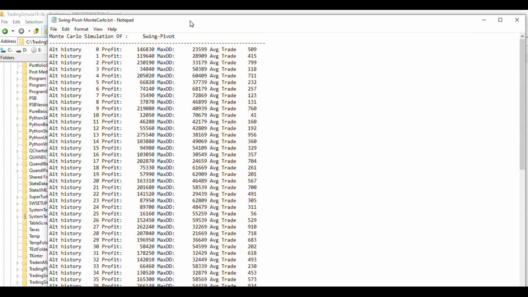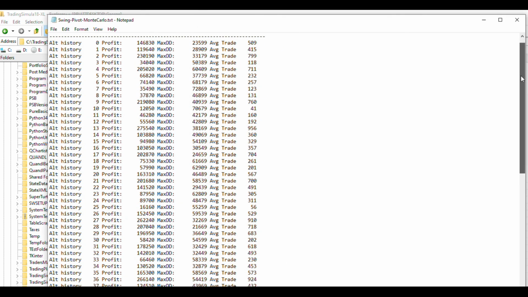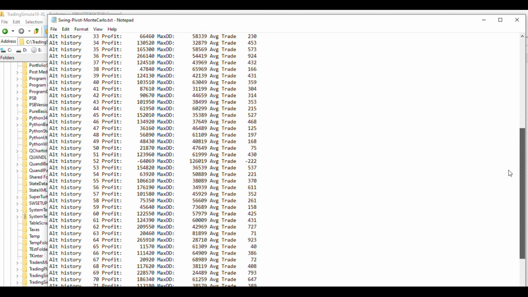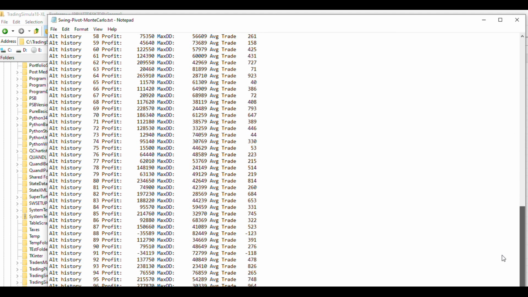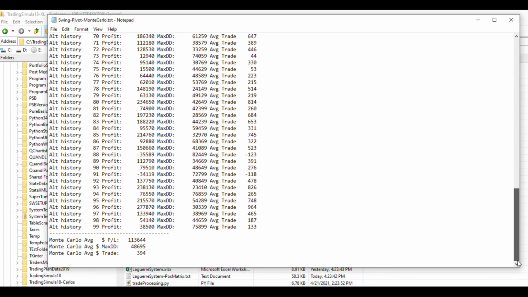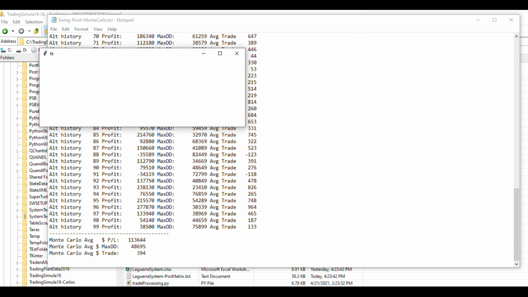Swing pivot Monte Carlo. So look at all these different histories by randomizing the trades with replacement. And the system in a Monte Carlo analysis says on average you should make $113,000 on the crude oil with this system with a $48,000 drawdown. Let's look at the trades one last time with the trailing stop mechanism built into it.